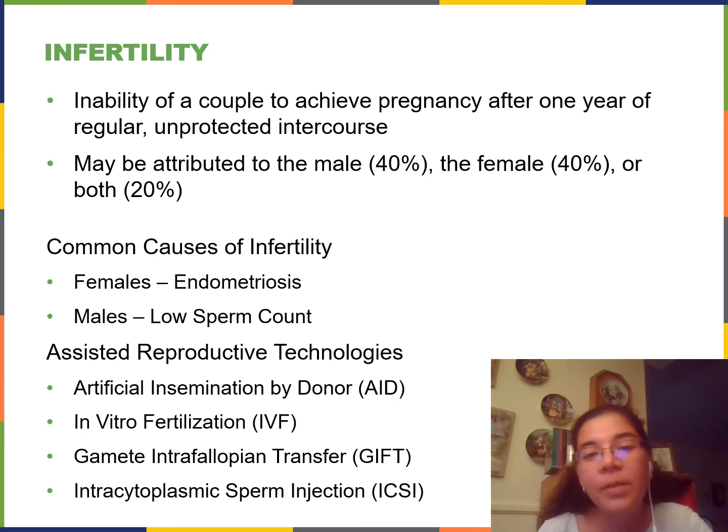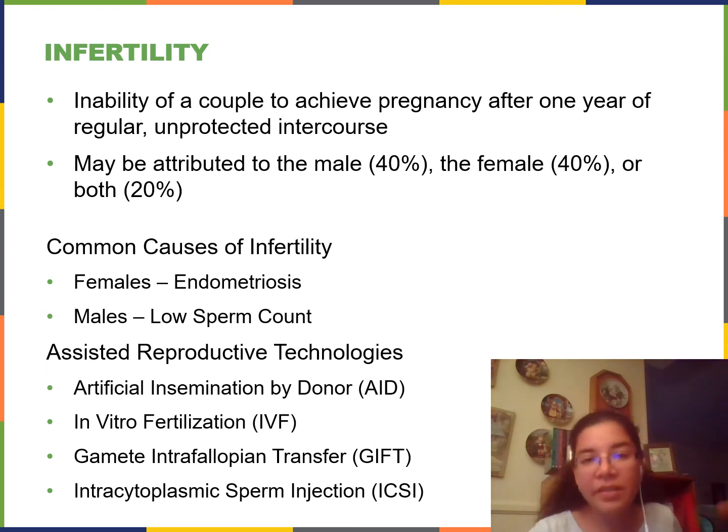Infertility is the inability of a couple to achieve pregnancy after 1 year of regular unprotected intercourse. This could be due to the male, female, or both. Common causes include endometriosis, so problems with the uterus, and sometimes there's growth in the uterus that needs to be removed, or there's scar tissue. Males could have low sperm count, etc.